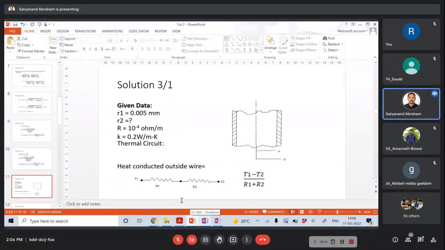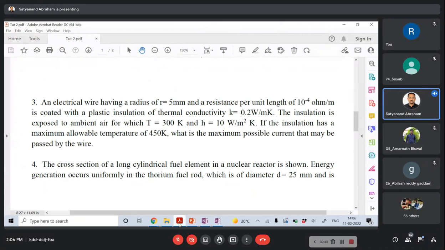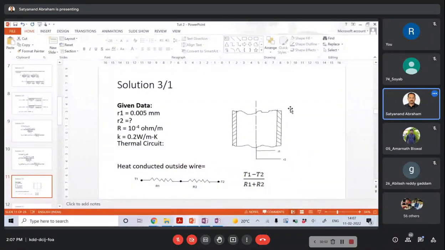Yeah. So if you see the values, the electrical wire radius is given as 5 mm, but the outer diameter is not given for the insulation. Okay, because that is the critical radius we are talking about. If we give our insulation thickness to be the critical radius, then we can see that the heat transfer is going to be maximum.